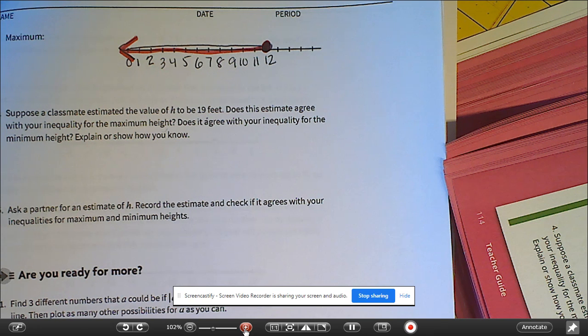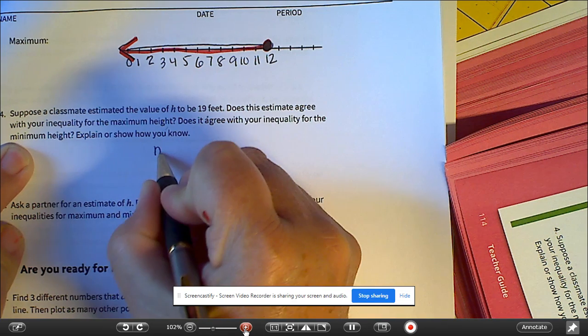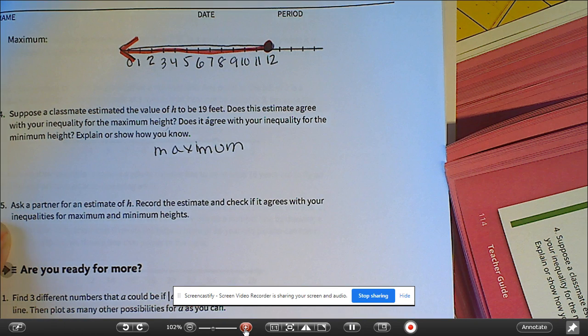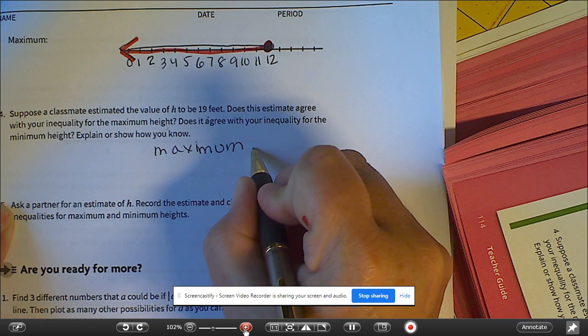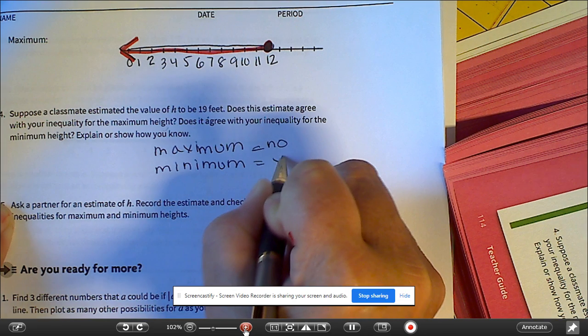Since 19 feet is greater than 6 feet, this answer does agree with the inequality for the minimum height. H is greater than 6, and 19 is greater than 6, so that would be true. So for the maximum, the answer is no, and for the minimum, it is yes.